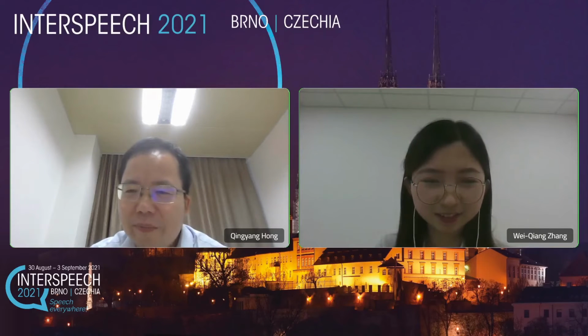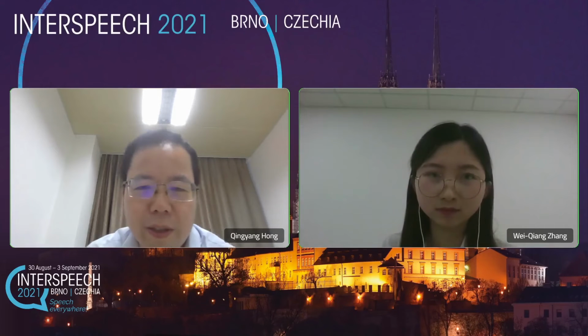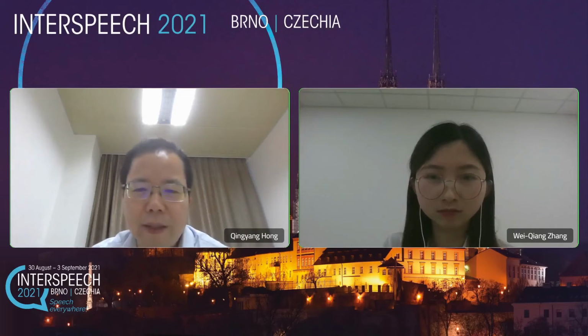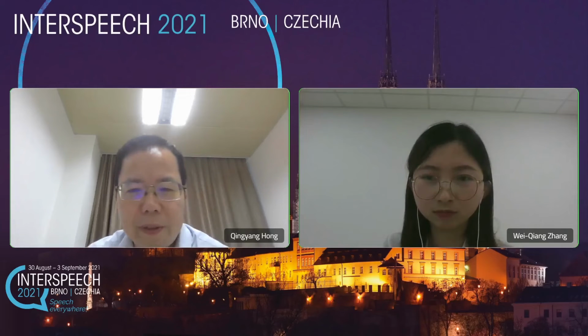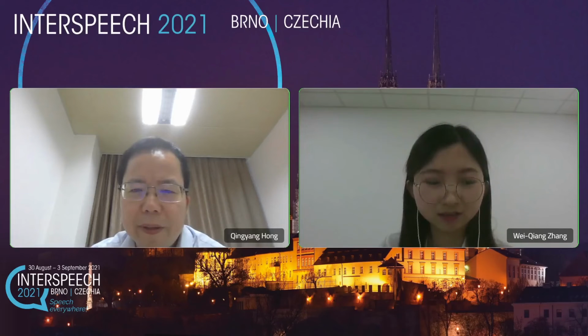Okay. So for Wav2Vec, there are some pre-trained models based on larger databases. Maybe we can use them directly. Yes. That's a good way too.